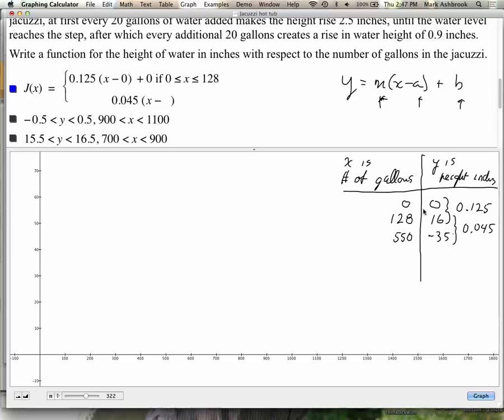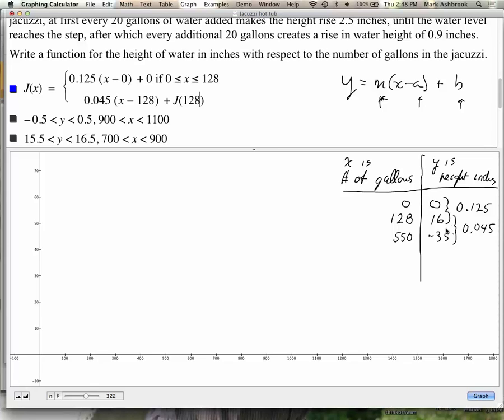So all we need is a point on this line. 128. Plus. Okay, and where does 16 come from in this function? The height of the water, 128 gallons. Right, how can we represent the height of the water when there's 128 gallons? Anybody? Besides 16. Oh, J of 128. Yeah, you got it. J of 128.